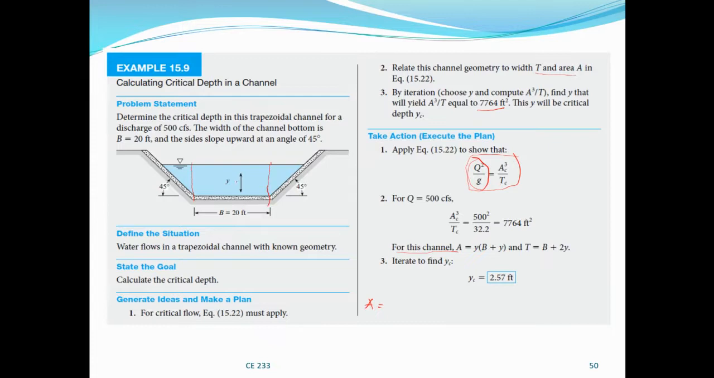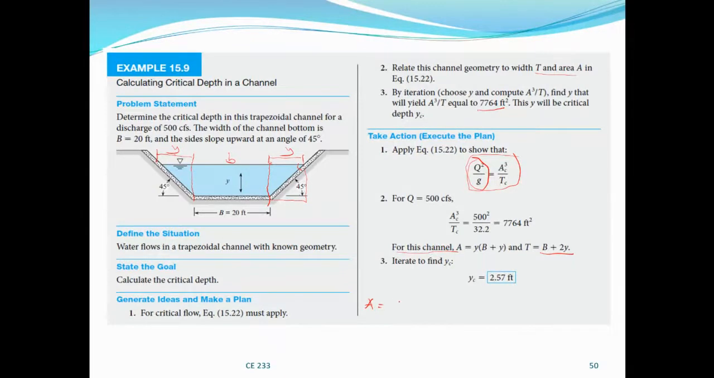Let's divide it into rectangle and triangles. So this is B here, this is B, but what about these sections? This angle is 45, so life is made easier. If this angle is 45, then this other angle is 45. It means that if this is y, then this is y also, because it is 45. So the top width is going to be b plus 2y.